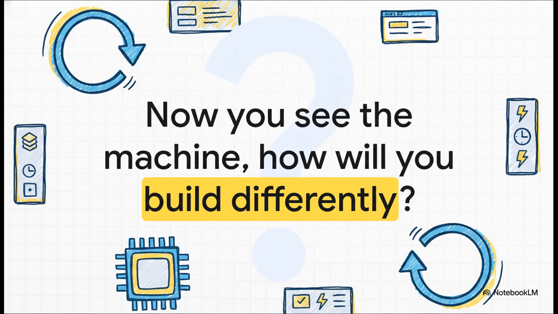You see, understanding the event loop isn't just about passing a job interview. It's a mental model that will fundamentally change the way you write Node.js code. It's the difference between an app that scales beautifully and one that just falls over under pressure. So I'll leave you with this question. Now that you've seen the machine, how will you build your next application differently?